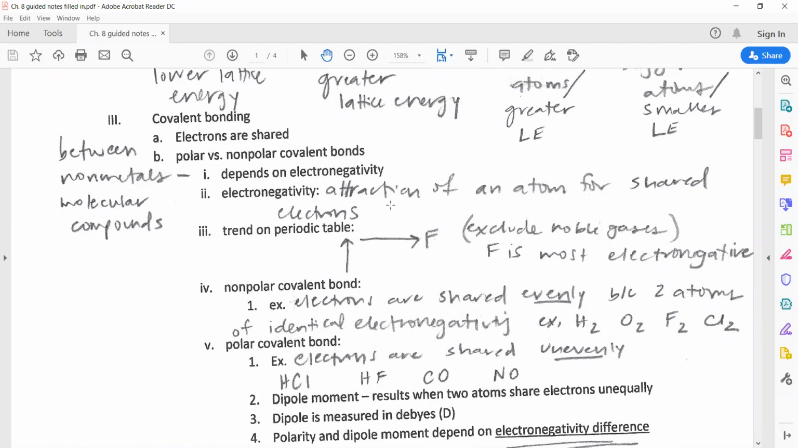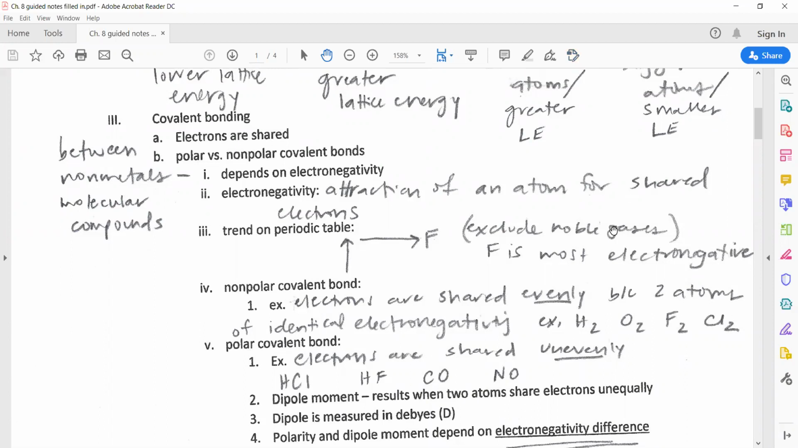Electronegativity is the attraction of an atom for its shared electrons. So if you have two atoms that are sharing electrons, it's how strongly each atom's nucleus is pulling on those electrons. There's a trend on the periodic table. You can exclude the noble gases because we're not going to see them in compounds very often. We will, but not a whole lot. Noble gases are stable on their own, so they don't make bonds very often.